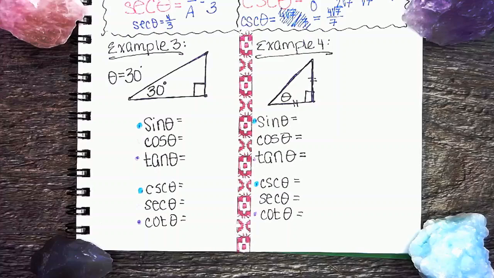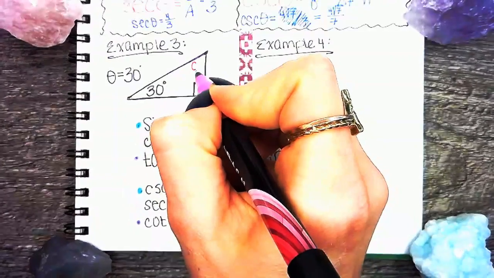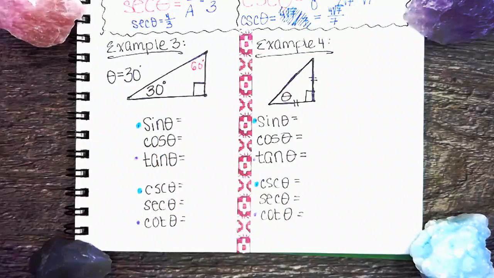Okay, so what we have here for example 3 is a triangle with none of its sides labeled. We know we have a 30-degree angle, and we want to find the sine, cosine, tangent, cosecant, secant, cotangent of theta, given that theta is 30 degrees. What else can we add to this drawing or diagram to give it some more detail? One thing we can add is we know that that has to be a 60-degree angle.